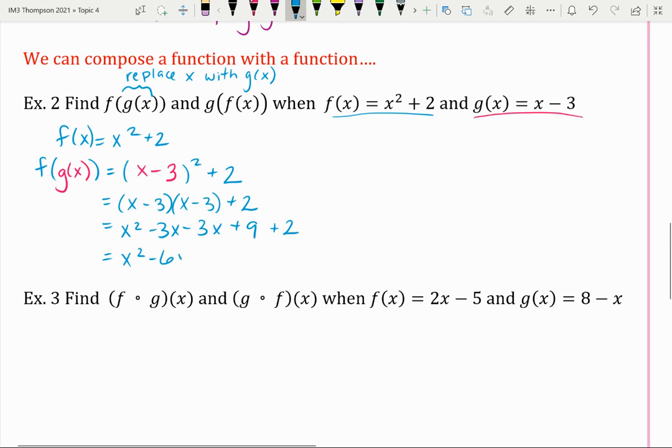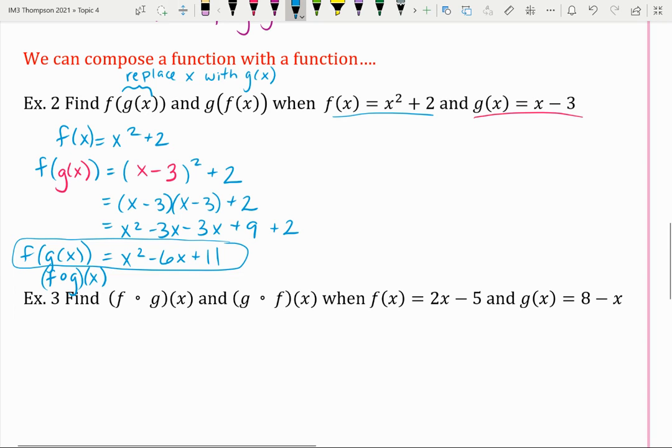And I combine like terms. And I get a new function. This is f of g of x, which can also be written f of g of x. They're the same. Two different ways to write it. F of g of x, or f composed with g of x.